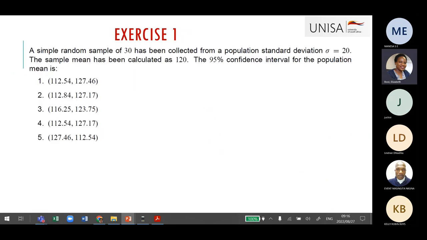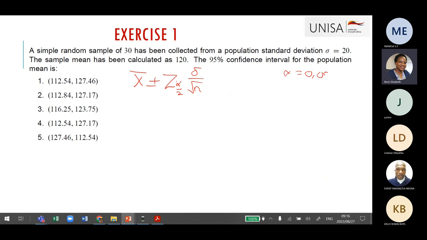Okay, I'm just not gonna do the other one. I just want you to do this exercise. I'm gonna give you time to do this exercise. And here you are given the population standard deviation. So it means you're going to use the formula X bar plus or minus Z alpha divided by 2 times the population standard deviation divided by the square root of N. And you are given 95% confidence level.